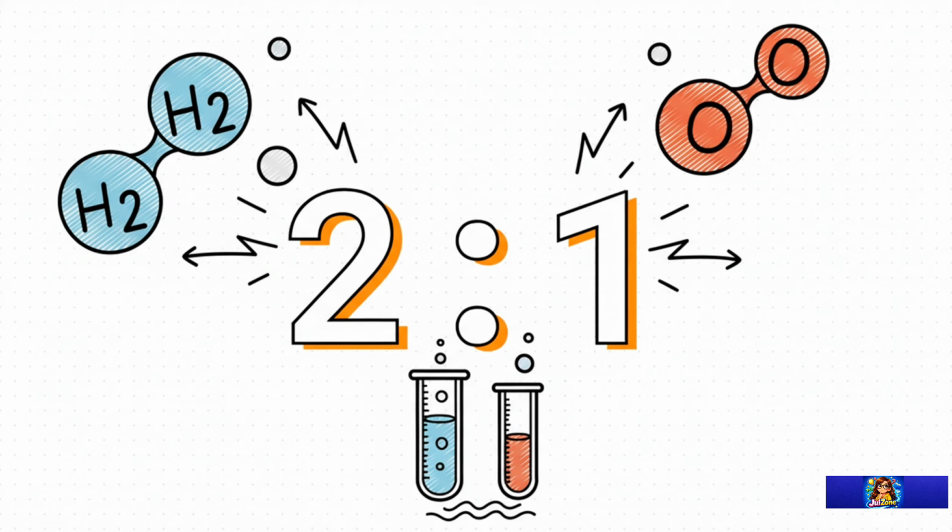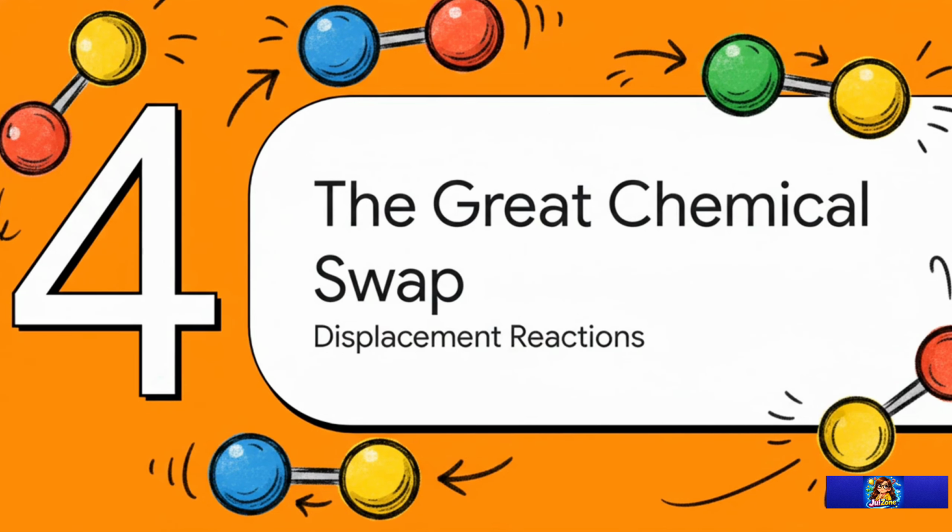You will always produce exactly twice as much hydrogen gas as you do oxygen gas. It's a perfect, visible demonstration of that whole law of conservation of mass thing we were just talking about. Okay, next up, let's get into some more dynamic reactions. The ones where atoms don't just join up or break apart. Instead, they decide to swap partners.